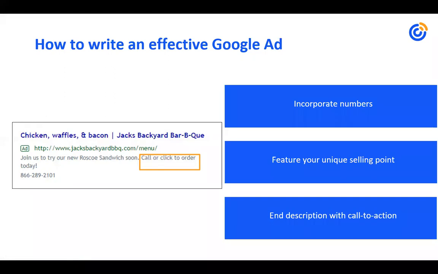It's important to end your ad description with a call to action. You always want to encourage people to do something after clicking on your ad. And it's important to make that action as clear and as easy as possible to complete. If you want people to call your business, you can include a click to call option so people can easily call from their mobile device. Maybe you want them to call to schedule a consultation or place an order.